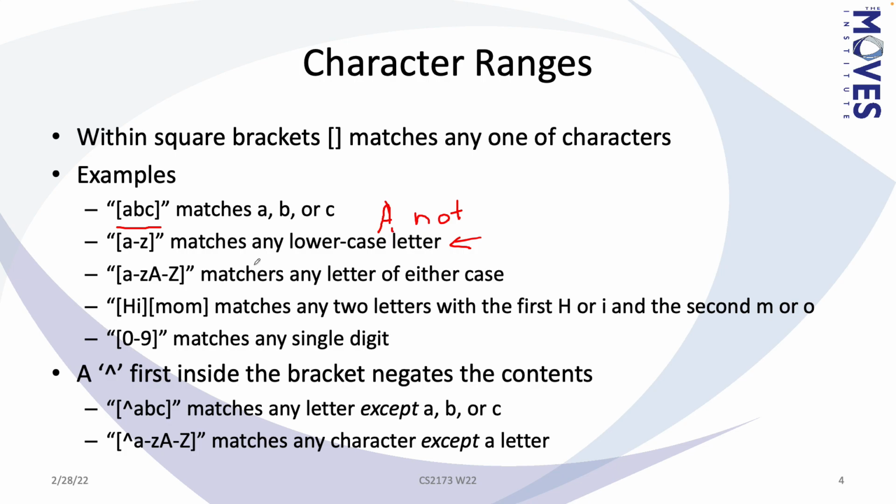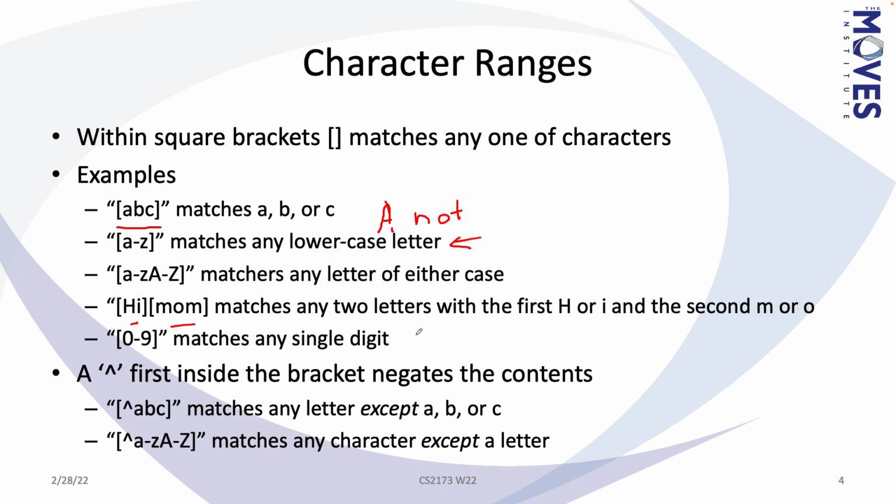And I can string these together. So if I have [hi] in brackets and [mom] in brackets, that will match any specific two letters, with the first one being either h or i, and the second one being either m or o. So it'll match hm, ho, im, or io, but nothing else. So it'll match exactly four combinations of these.